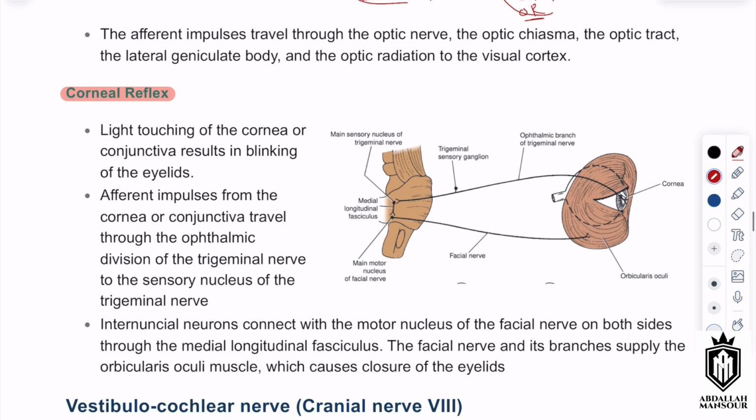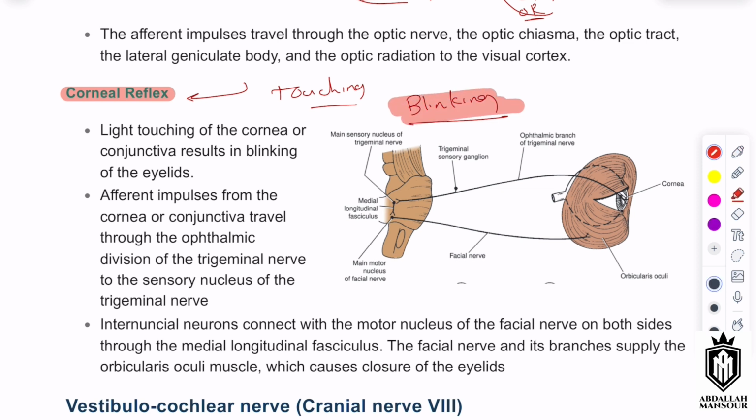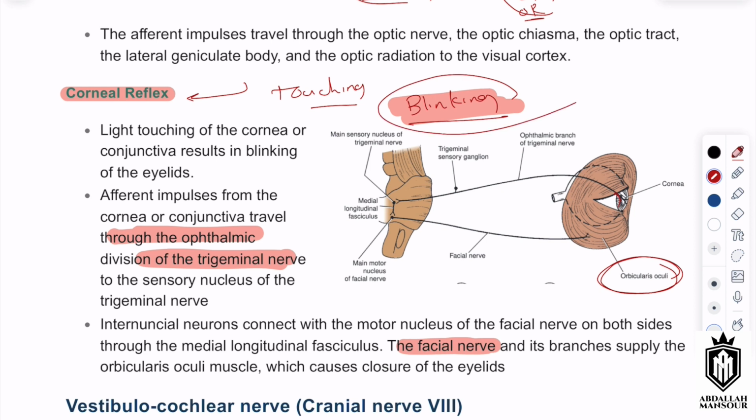Following that, we have a corneal reflex as well, and this reflex is when you start touching the cornea with a piece of cotton. What will happen? Blinking will start to happen, and blinking happens basically through the facial nerve. So you need to think that the efferent will be the facial nerve, and the afferent will be the ophthalmic division of the trigeminal nerve. All right, and then the efferent will come through the facial nerve and lead to contraction of the orbicularis oculi, causing eye closure, right? So it's a protective mechanism.